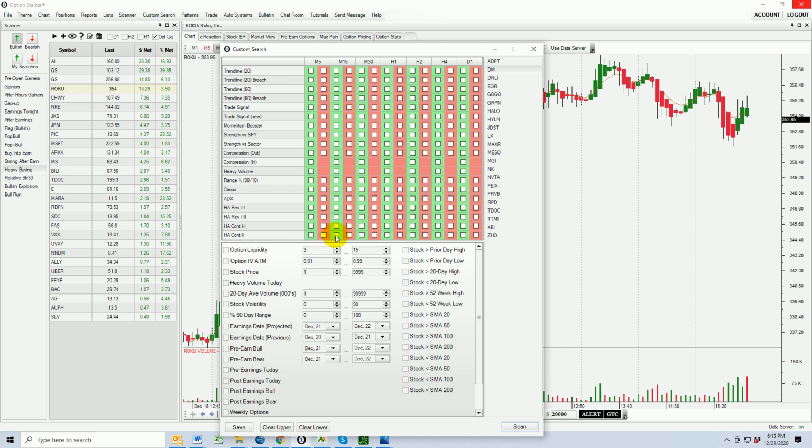So I'm going to unmark that, and I'm going to show you what I like the most. Let's go with a 15-minute. Let's go with heavy volume. Let's go with option liquidity of 0 or better. And let's take a look at what we've got here. These are some nice stocks. Let's go through. Now again, these are going to be patterns that set up on the close.